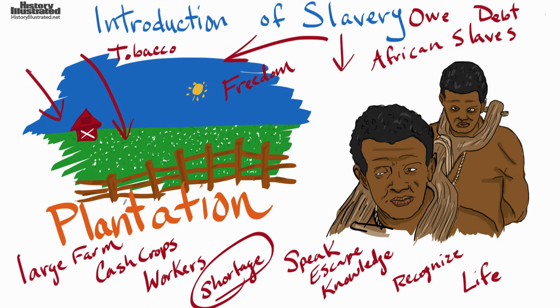So the idea of slavery being introduced into Jamestown was simply because there was a shortage of workers and they wanted to find a way to make a lot of money or profit. It was very profitable for them to have slaves so they wouldn't have to pay for anybody.